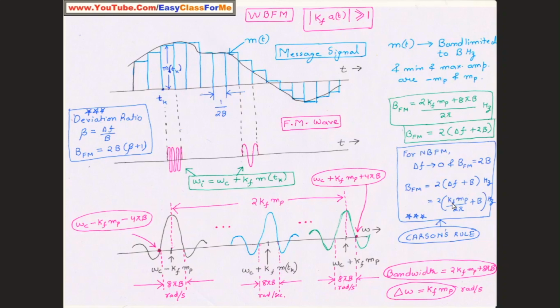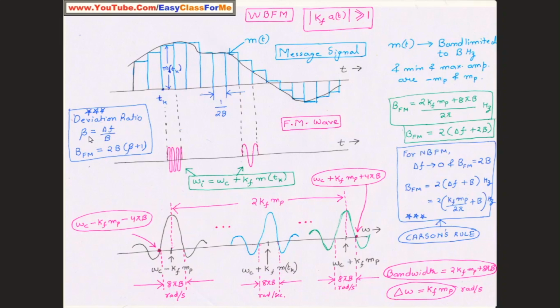Now another thing is, if you want to measure how much frequency deviation is there with respect to the bandwidth, you define one thing which is called deviation ratio. Deviation ratio beta is equal to delta f by B. So if delta f is very less as compared to B, as in the case of NBFM, this beta will go to 0, and you can see that for beta equal to 0, if you write this Carson's rule in terms of beta, your bandwidth of FM will become equal to 2B bracket beta plus 1. So if beta is 0, the bandwidth of FM will become 2B only, and if beta has a non-zero value, you will get the values accordingly. So this deviation ratio is also there.